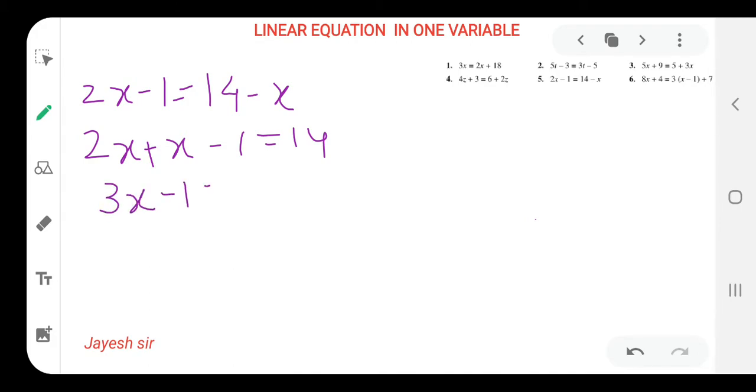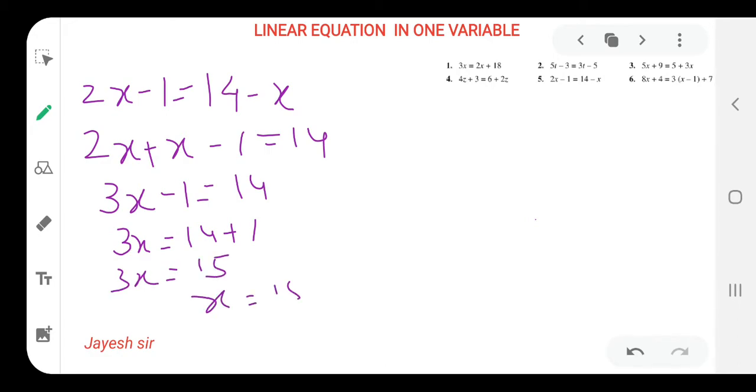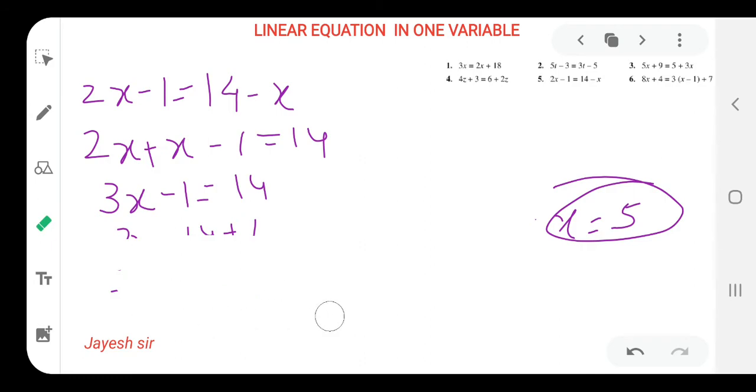So here it will become 3x minus 1 equals 14. So 3x equals 14 plus 1, that is 15. Friends, so 3x equals 15. So x equals 15 by 3, we can say. So the value for x we are getting is 5. I hope you all might be getting it. That was the easier one.